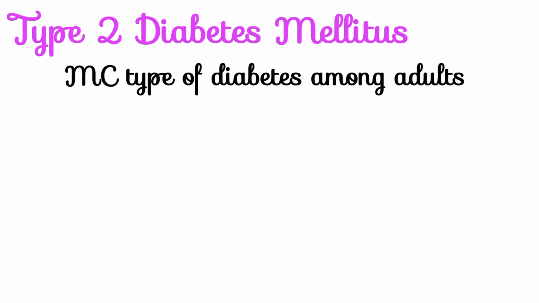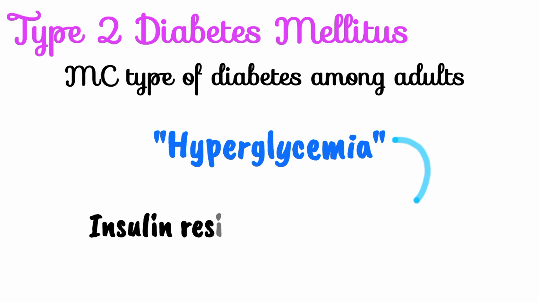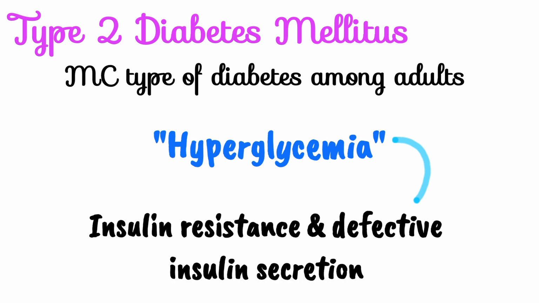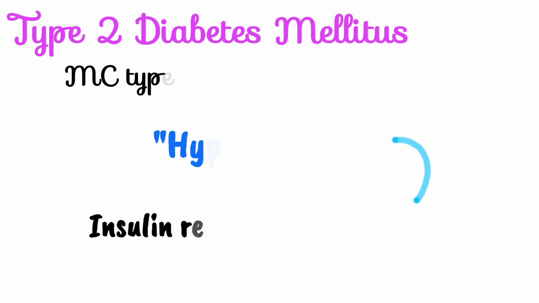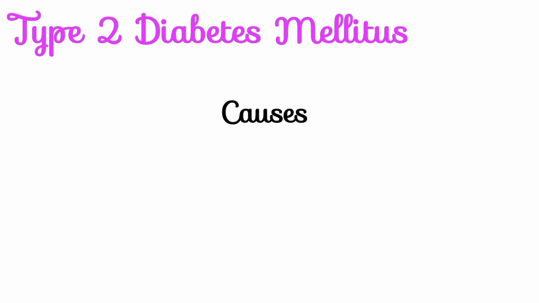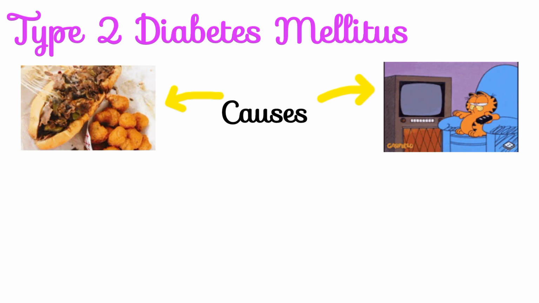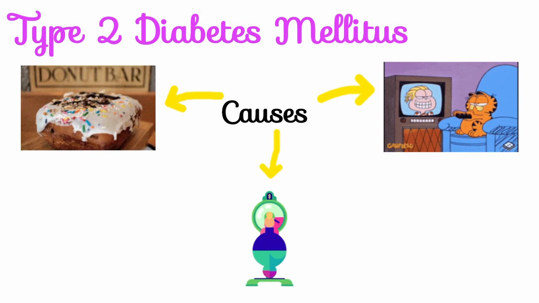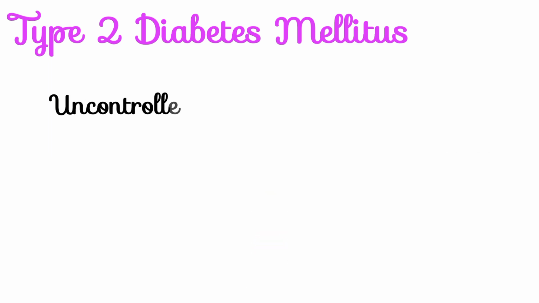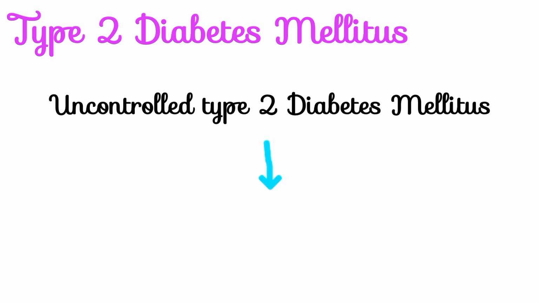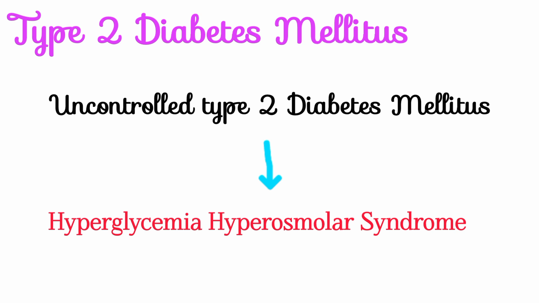Type 2 diabetes mellitus is the most common type of diabetes mellitus in adults, and it is characterized by hyperglycemia caused by a combination of insulin resistance and defective insulin secretion. The causes for this insulin resistance may be environmental, related to overeating, sedentary lifestyle, or being overweight, such as obesity. However, uncontrolled diabetes mellitus may lead to another acute problem called hyperglycemic hyperosmolar syndrome.